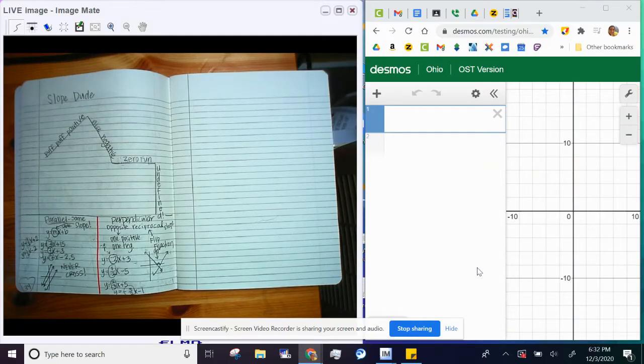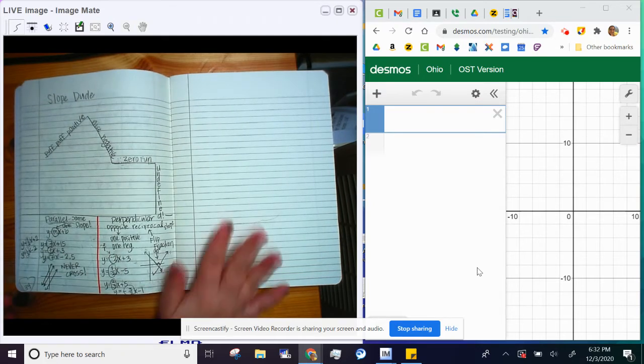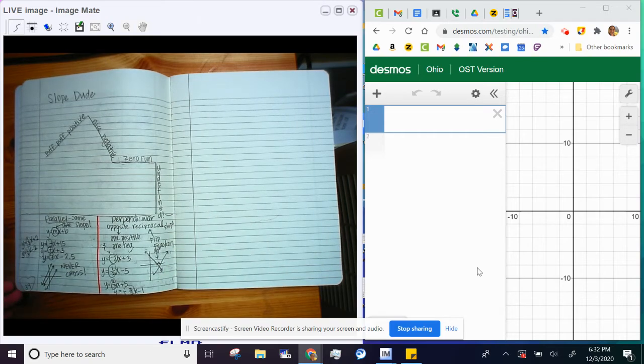Okay, so you guys, we took notes on page 34 already. If you didn't take your notes, make sure you go back and watch number 37, Slope Dude. Okay, so now we're going to take notes on page 35.